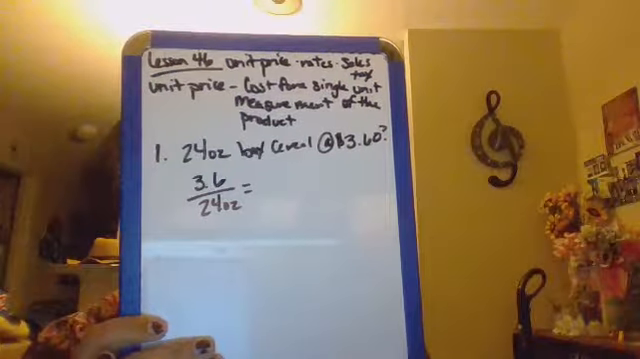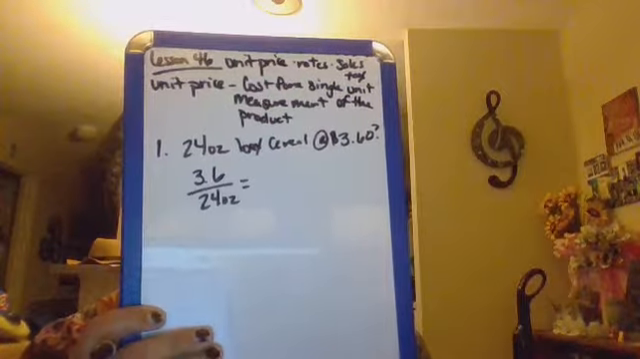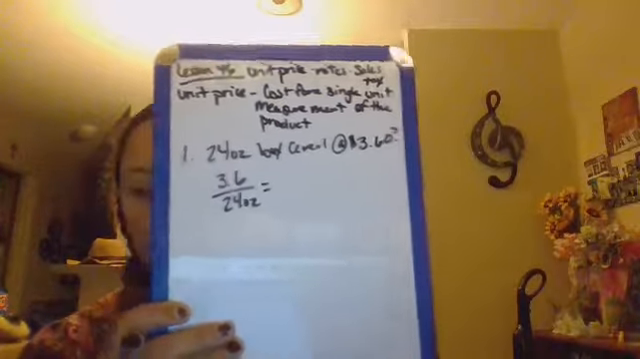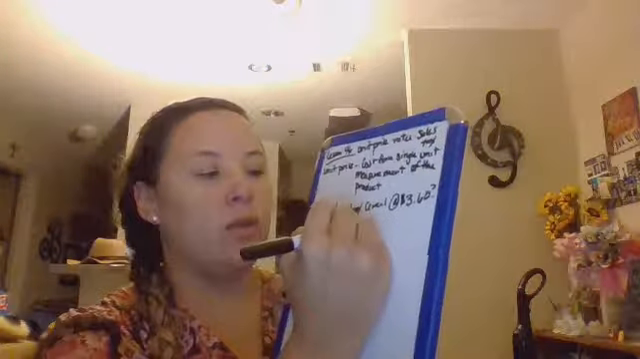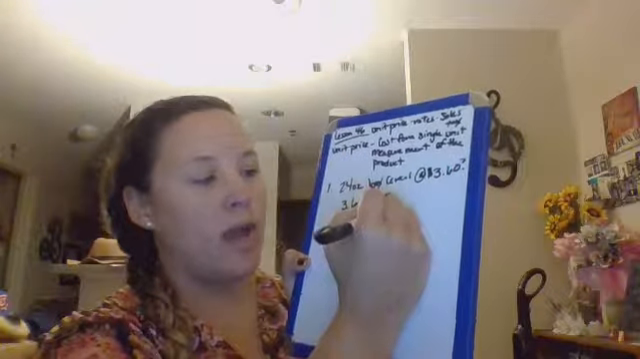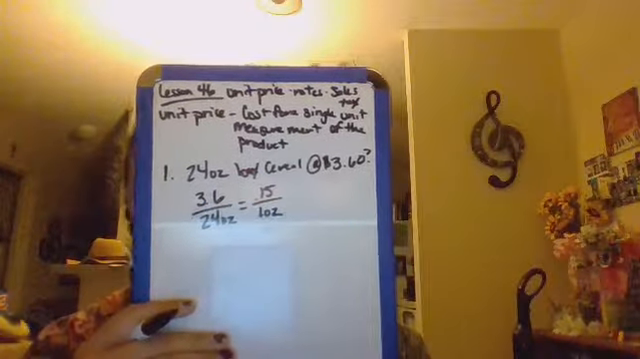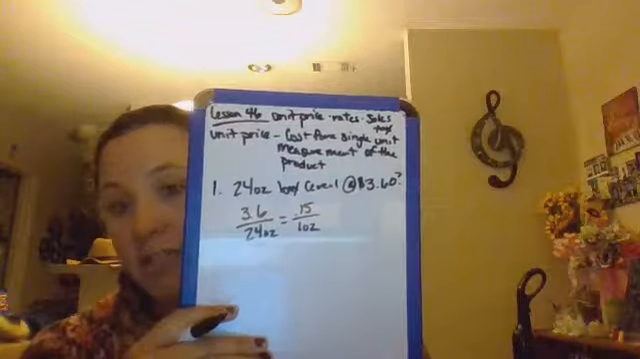So if we divide 3.6 into 24, our answer would be 0.15. And 0.15 is for 1 ounce. So for 1 ounce of cereal, it's 0.15, which in money terms is 15 cents.